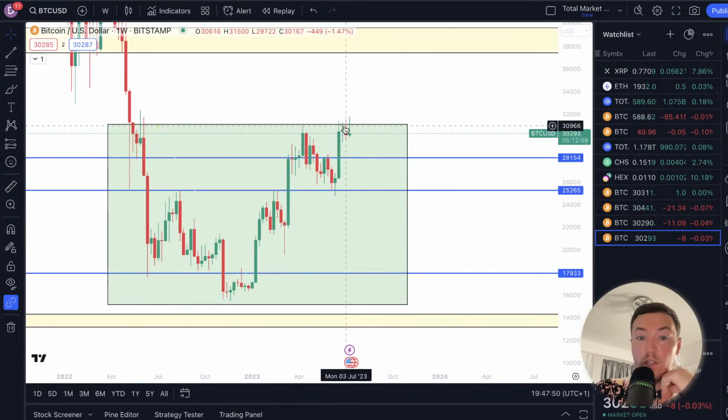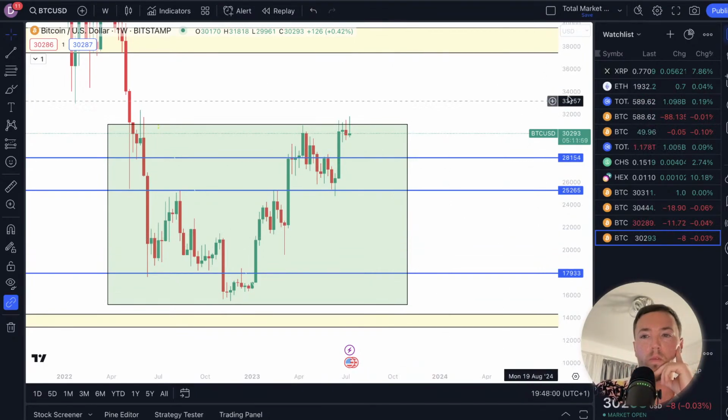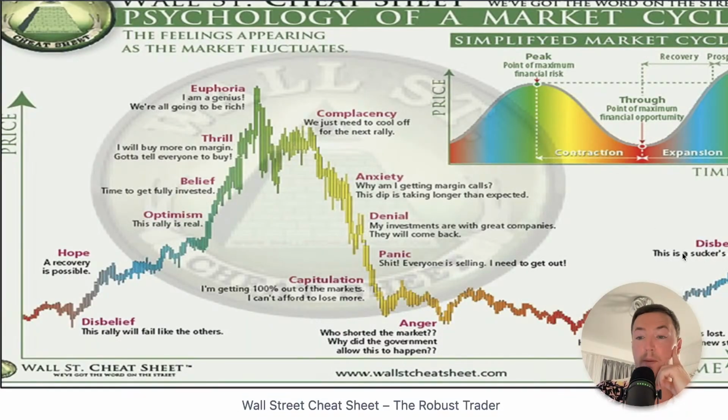Which is why a lot of traders will short. They'll just short this top of the range. Every time we get to the top of the range, they'll just short it. So, personally, I'm in disbelief. I thought it was denial, but on the chart we're not here. Nah, it's not denial. Disbelief.